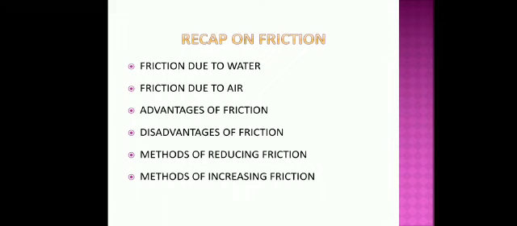Next, control, that is methods of reducing friction. How can we control this? By either polishing or using soap solutions, or else by using lubricants. So what is a lubricant? A substance which is used to reduce friction is called a lubricant. Some lubricants are oil, grease, boric powder, graphite. These are all a few examples of lubricants which help in reducing friction. And then methods of increasing friction: by making the surfaces dry, or else by making the surfaces rough.